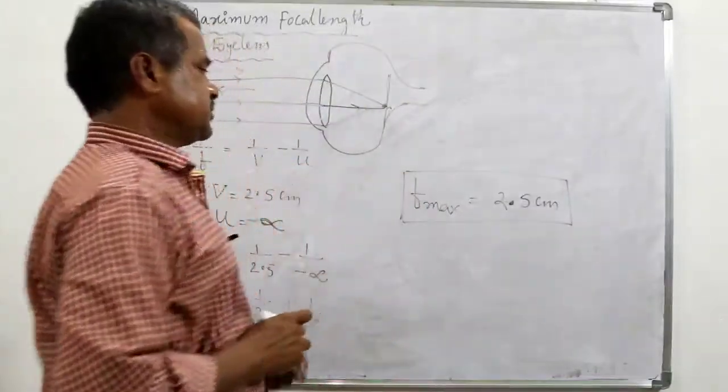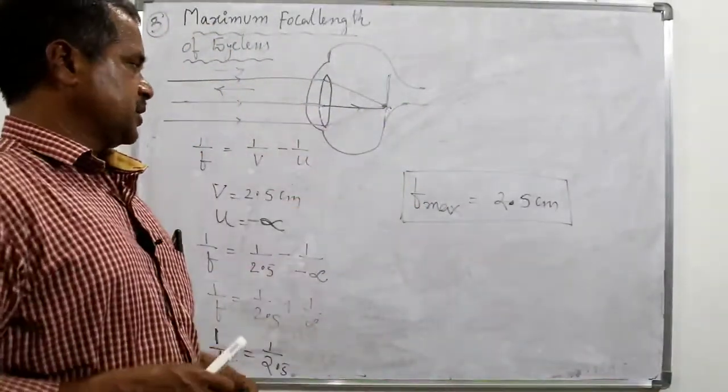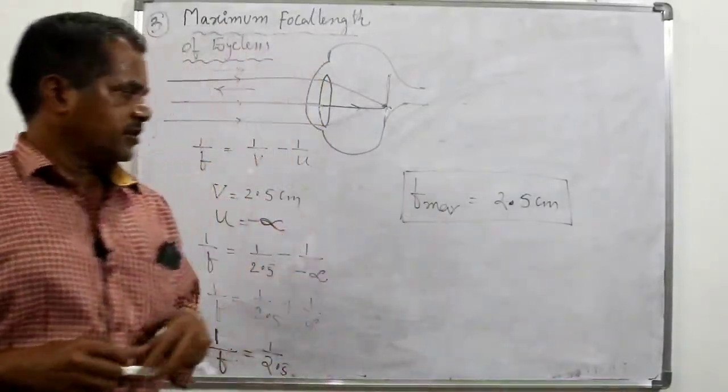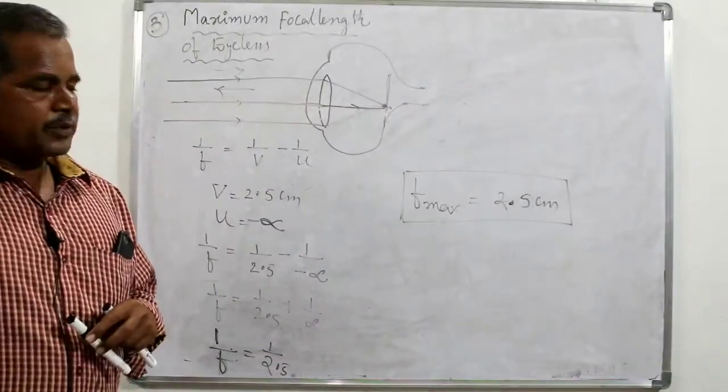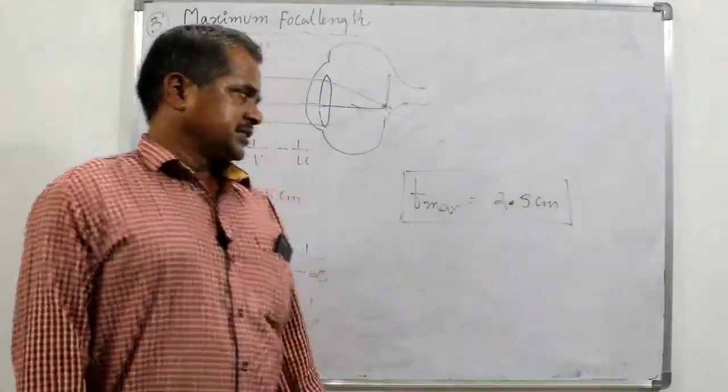So the distance between the eye lens and the retina is also 2.5 centimeters. And also the maximum focal length of the eye lens, when we see objects placed at far distances, is also 2.5 centimeters.